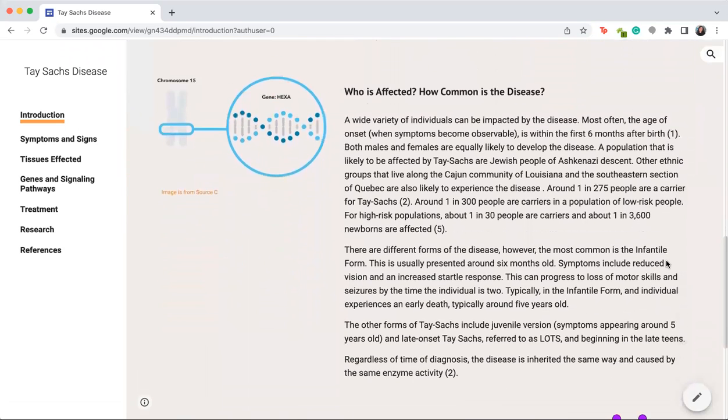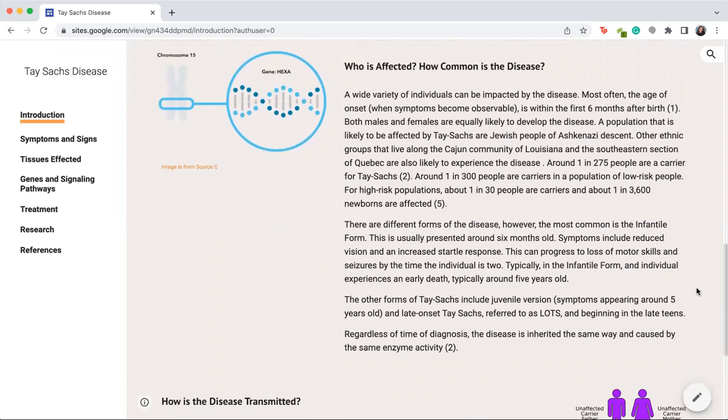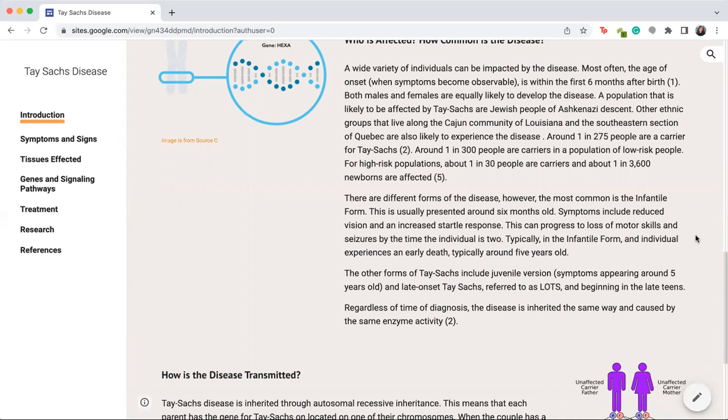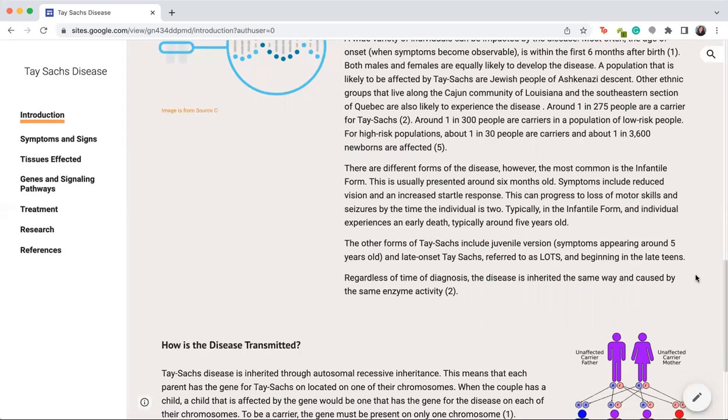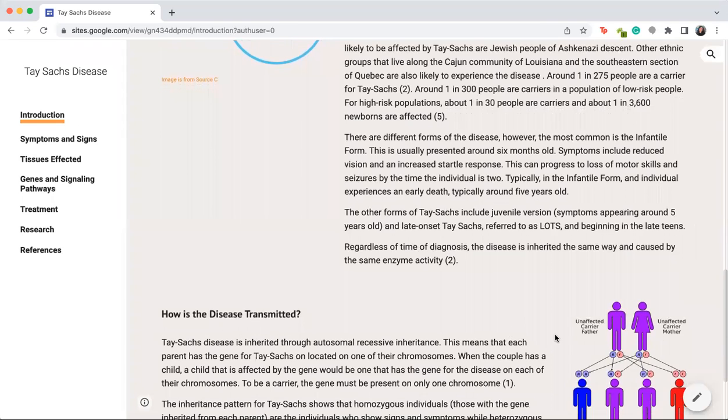And then talking about who is affected and how common the disease is. It's actually not that common, which was something really cool that I learned. I had never really heard about Tay-Sachs before, maybe in a genetics class prior, but not from any personal experience. Although it is a pretty bad disease, it's actually not as common as some other diseases that I know my peers have studied. It is also even rarer in the late onset and juvenile versions, whereas infantile is the most common.